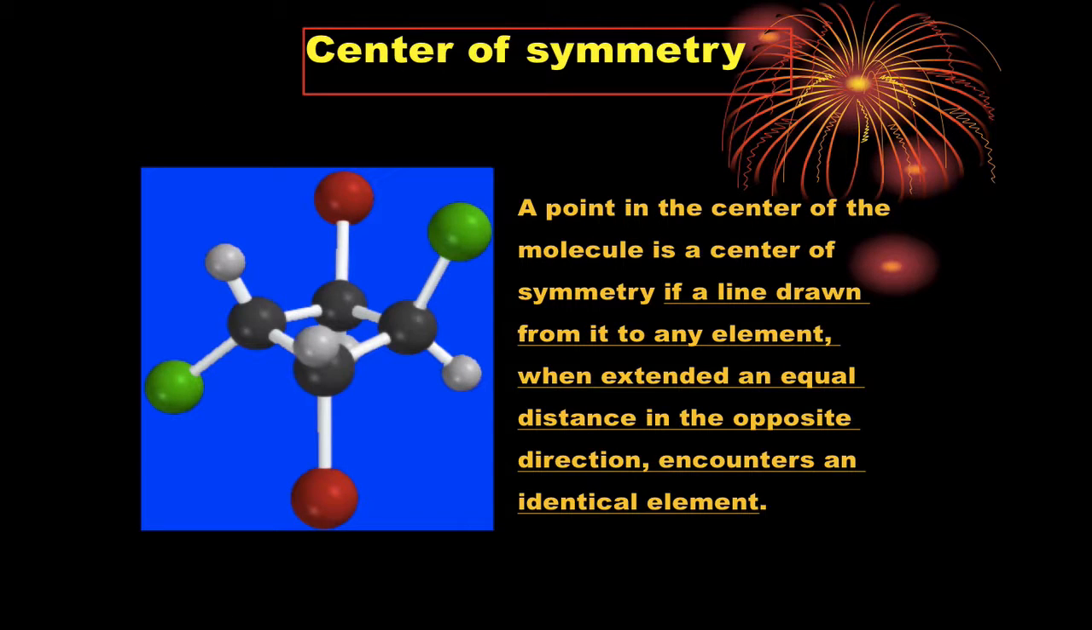There is also another element of symmetry that you need to pay attention to, and that's the center of symmetry. This molecule is a 4-membered ring. There's 1 carbon, 2nd carbon, 3rd carbon, 4th carbon, right? And it's got different things attached, okay?